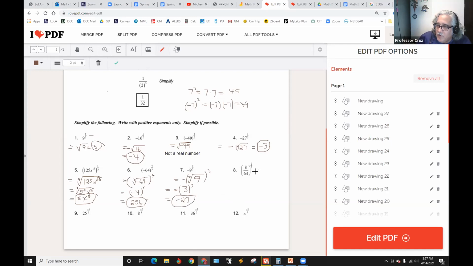All right, I'm going to go this direction too, because we're probably going to need all the space we can get. Now this is, the denominator is a 3, so it's a cube root. And it's got a fraction in there, okay? It's got 8 and 64. And the numerator is squared.